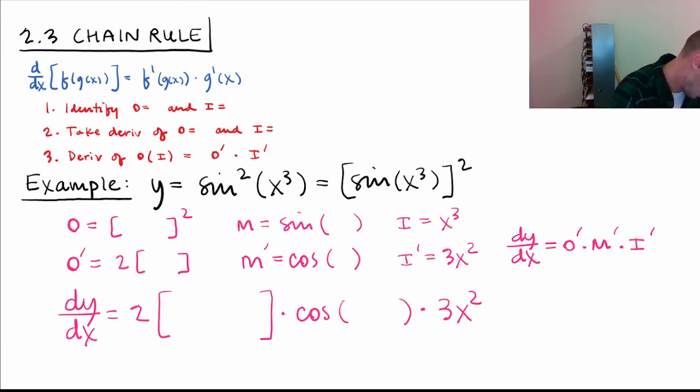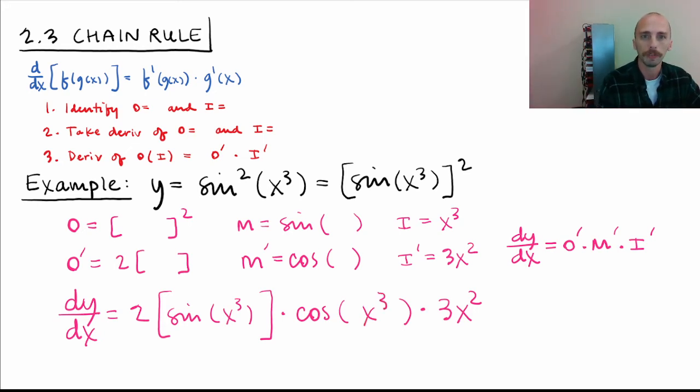Okay, so outside, what goes on the inside of this squared bracket is what went on the inside of the squared in the first place, so that's sine of x cubed. Okay, what goes on the inside of cosine is what went on the inside of sine originally, which is x cubed. And then, okay, that's it. And I've got myself a derivative.